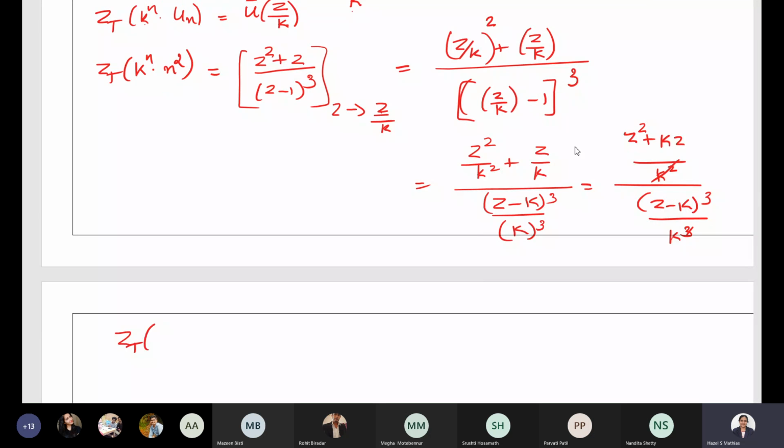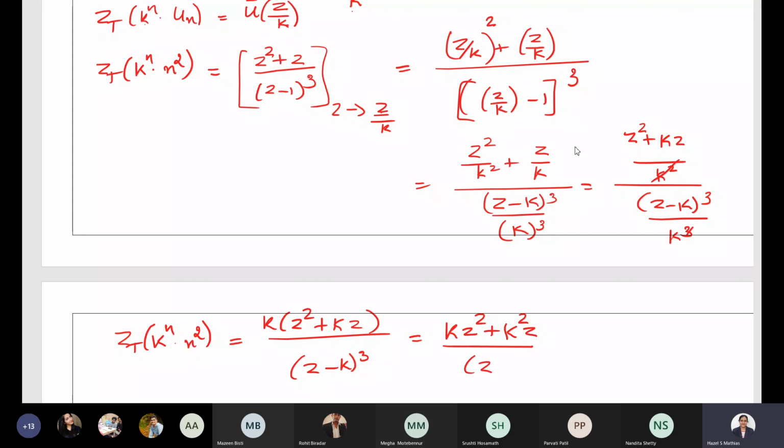It is the z transform of k power n into n square, that is equal to, k goes to the numerator. So we will have k into (z square plus kz) divided by (z minus k) whole cube. So this is nothing but (k z square plus k square z) divided by (z minus k) whole cube. So this is the z transform of k power n into n square.